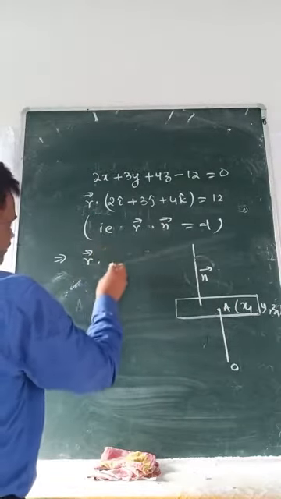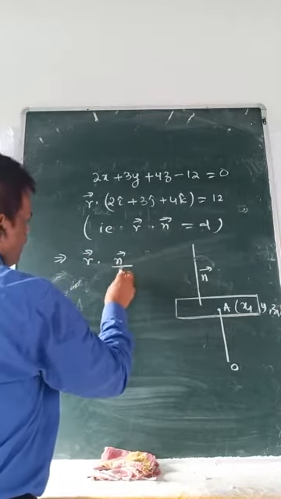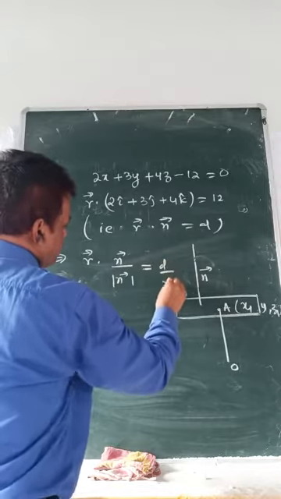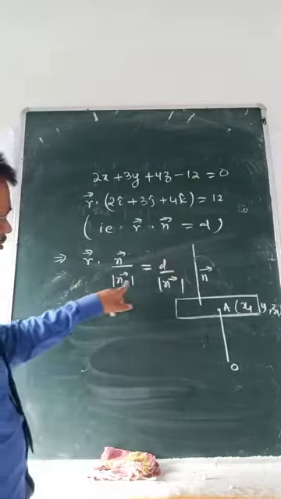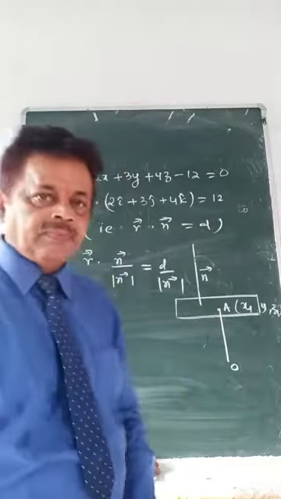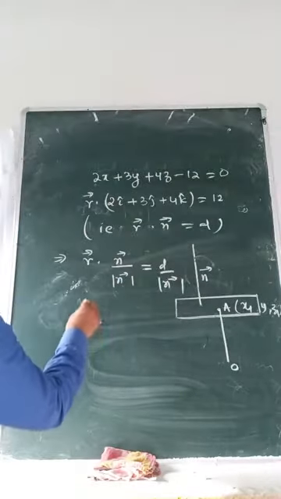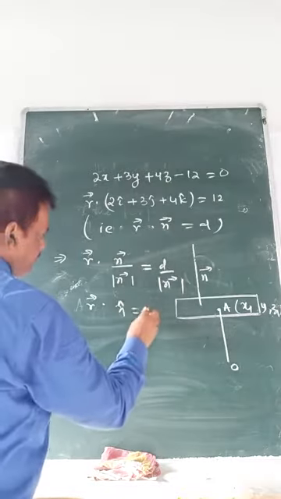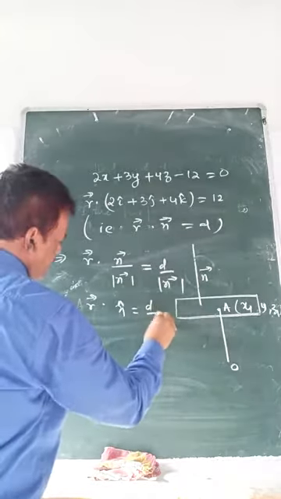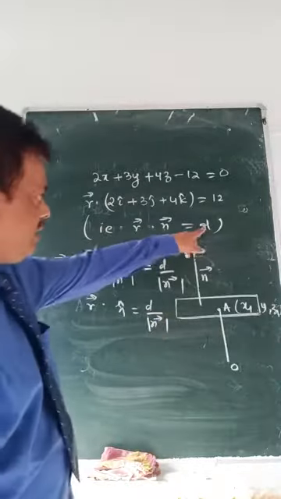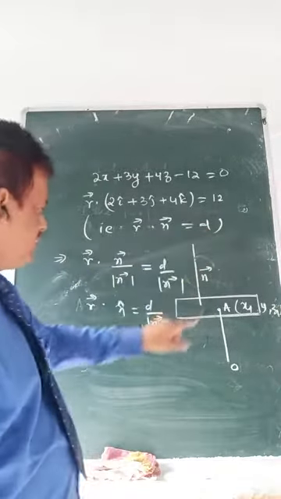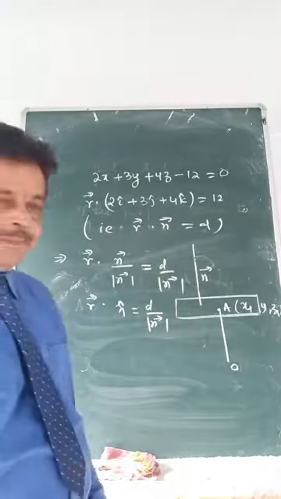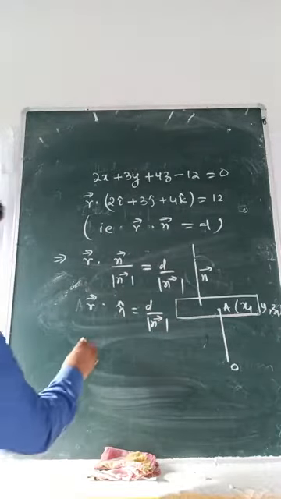R dot n by modulus of n equals D by modulus of n. Means both the sides you divide by modulus of n. So this will become R dot n cap, it became now D by modulus of n. This D is not the distance from origin. When this became a unit vector, this becomes the distance from the origin. So what is n cap then?